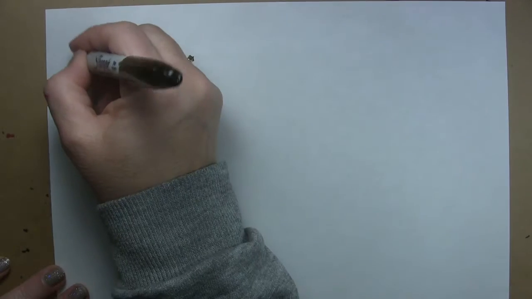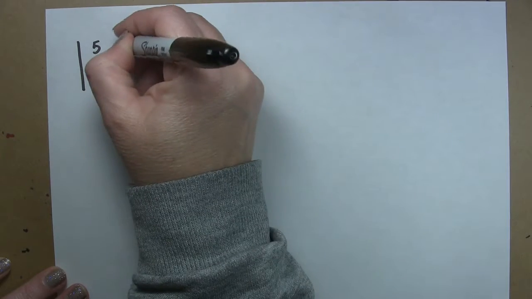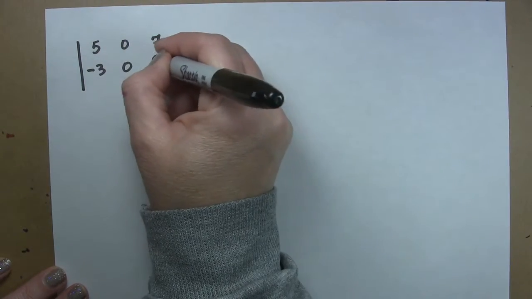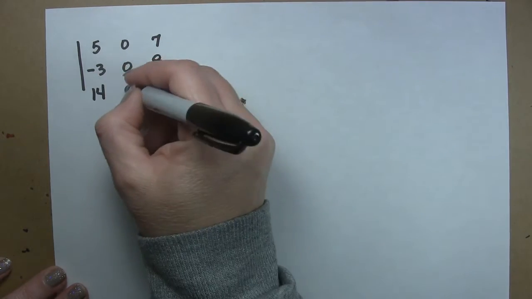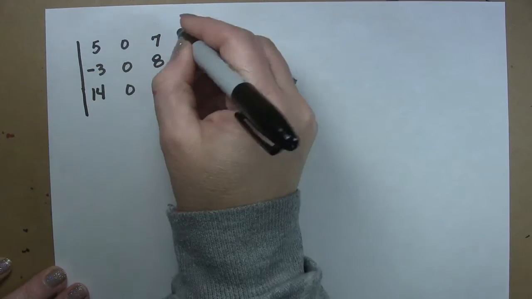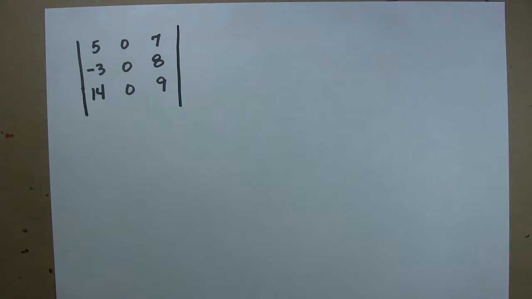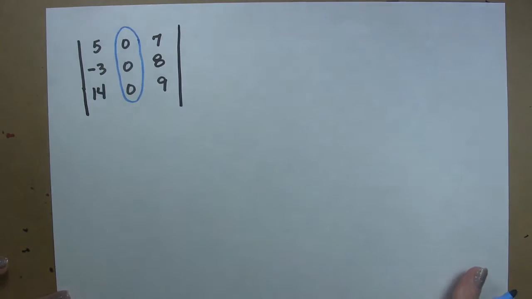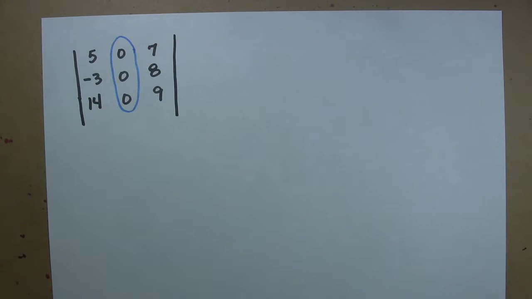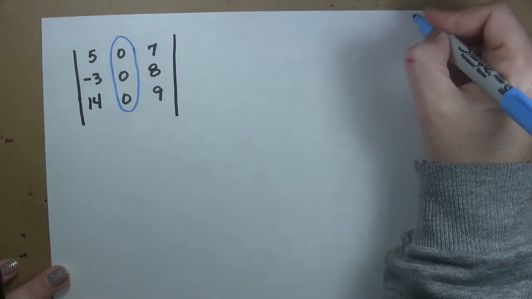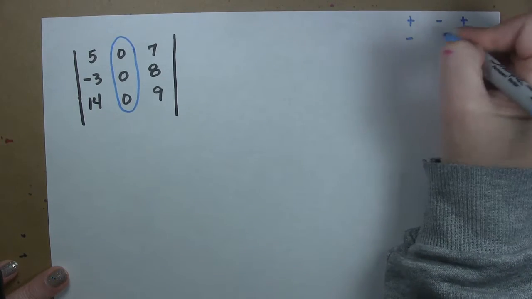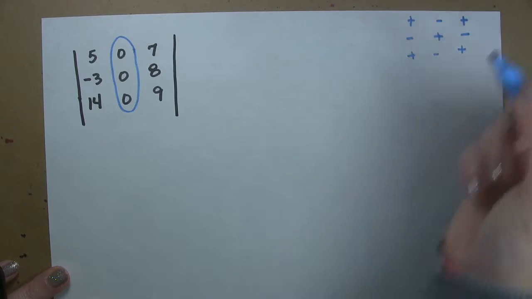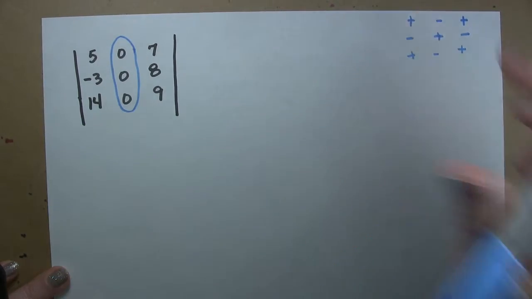Let me show you this. Let's say we had 5, 0, 7, negative 3, 0, 8, and 14, 0, 9. Okay, so when I do this, I'm going to pick this column of zeros here because that's awesome. All right, so again, you have to remember your little chart. You can't just go willy-nilly picking whatever you want, okay? So this 0 corresponds to a negative.